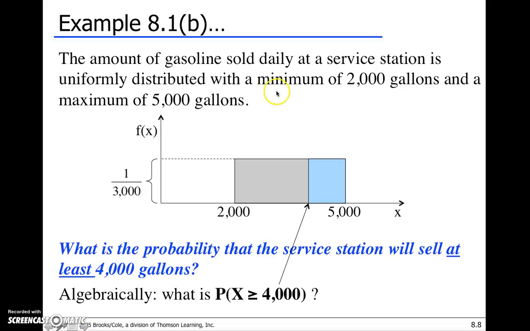The amount of gasoline sold daily at the service station, again, same service station, is uniformly distributed with a minimum of 2,000 gallons and a maximum of 5,000 gallons. What is the probability that the service station will sell at least 4,000 gallons?